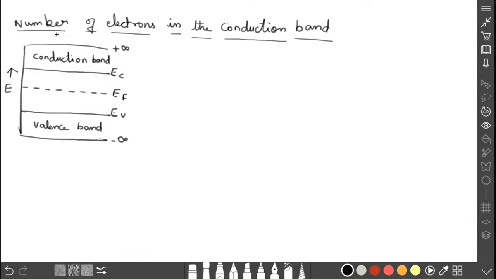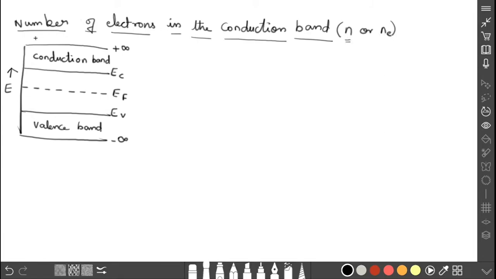Okay, dear students, now we are going to discuss the number of electrons in the conduction band. The number of electrons is represented by small letter n, or n suffix e. Now I am going to use the term n.